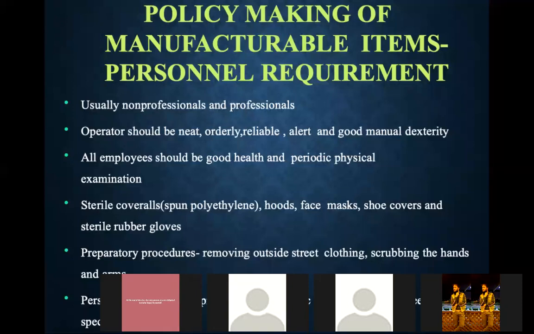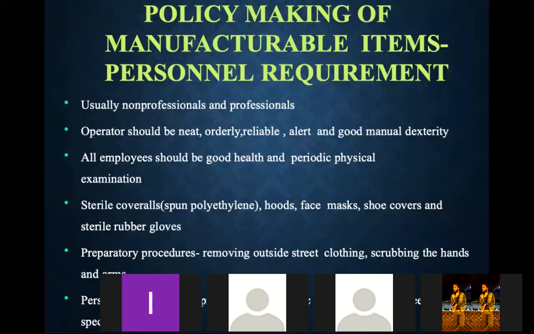So whenever you do your industrial pharmacy, every employee must be certified by a doctor that he has good health. Otherwise, that person will not be allowed. Sterile overall, spun polyethylene, because when you have to manufacture sterile products, you must be sterile. You must be free from any contaminations. So sterile coveralls, hoods, face masks, shoe covers.